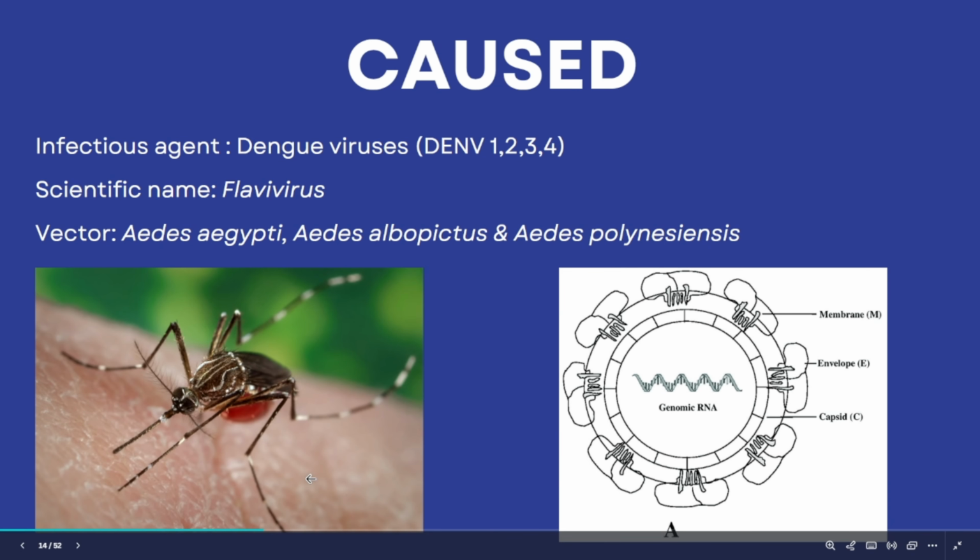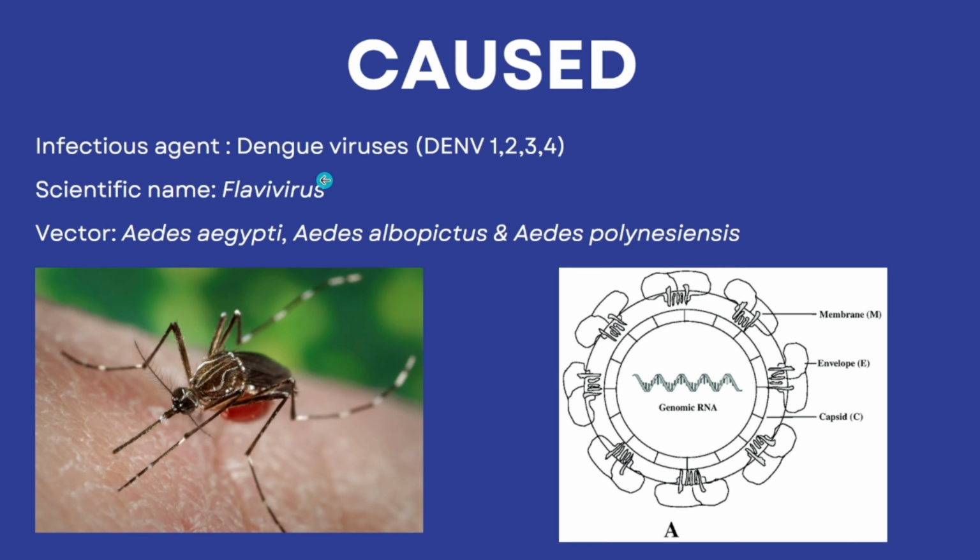As I mentioned, you need to know the causes of dengue. So the infectious agent is a virus. The dengue virus. There are 4 types of the dengue virus: DENV 1, 2, 3, 4. And the scientific name for the virus is Flavivirus. This is the scientific name.